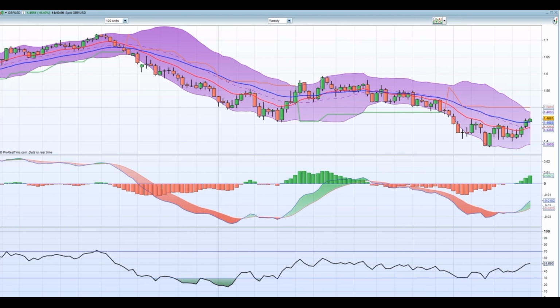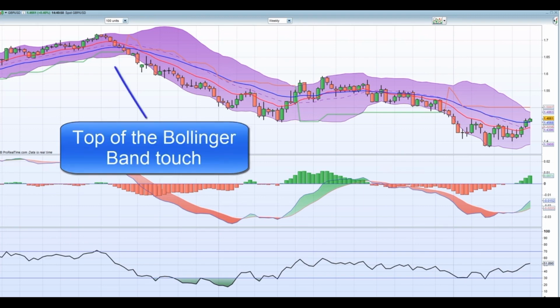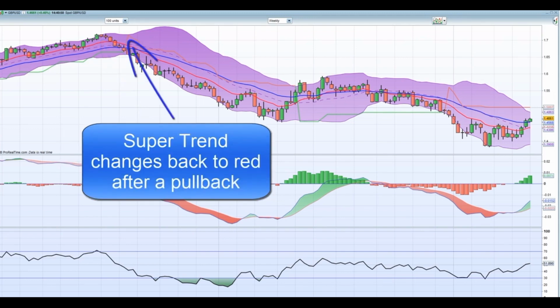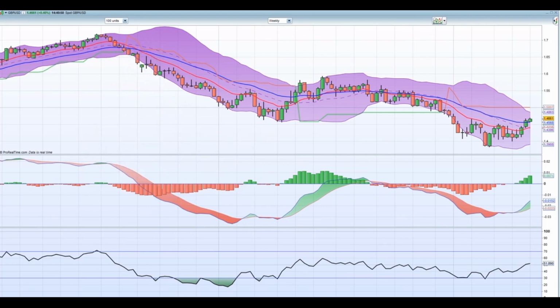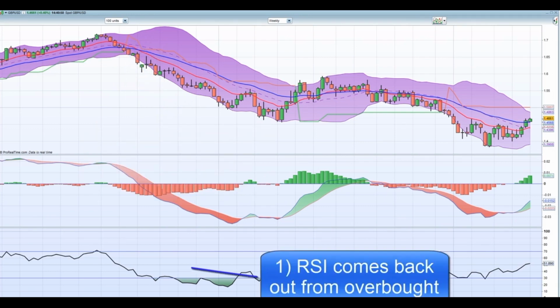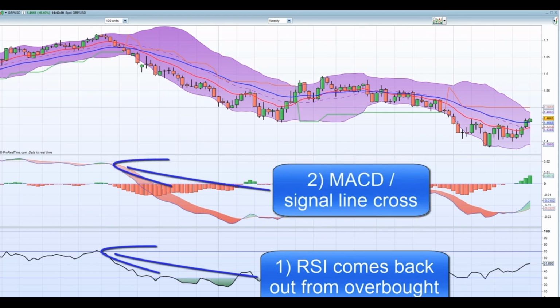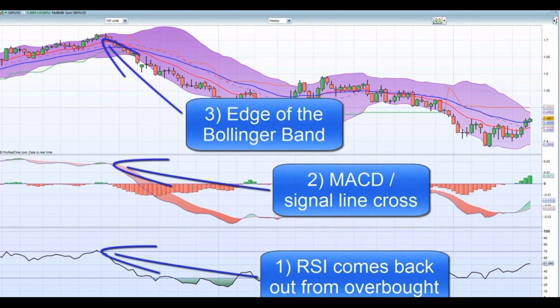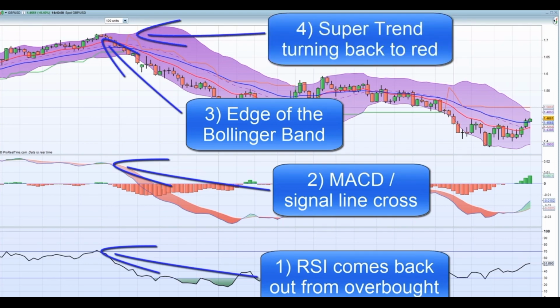In addition to the RSI and MACD signals, we can add further confluence to this trade with a Bollinger Band and the super trend indicator. We can see the market has hit the top of the Bollinger Band here, but we could also wait for the super trend indicator to change red here before taking the short trade. And now we have the confluence of 4 indications. We have an RSI coming back out of overbought, we have an MACD cross, we have the market going to the edge of one of the deviations on the Bollinger Band, and we also have the super trend turning back to red.